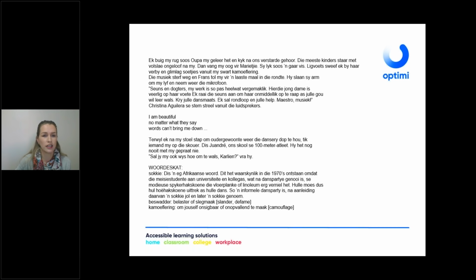Maestro, musiek. Christina Aguilera se stem streel vanuit die luidsprekers. I am beautiful no matter what they say. Words can't bring me down.